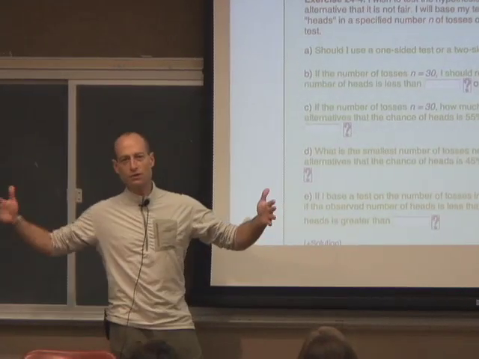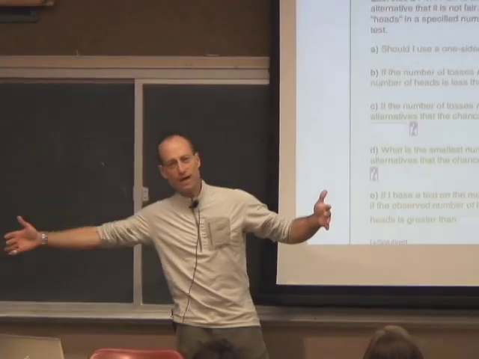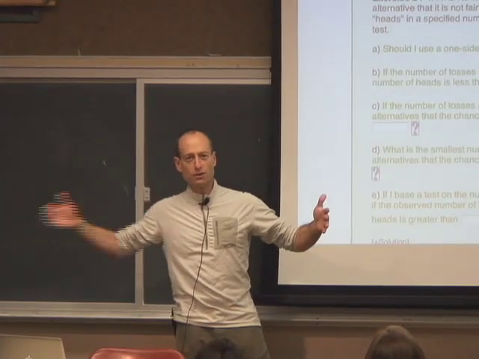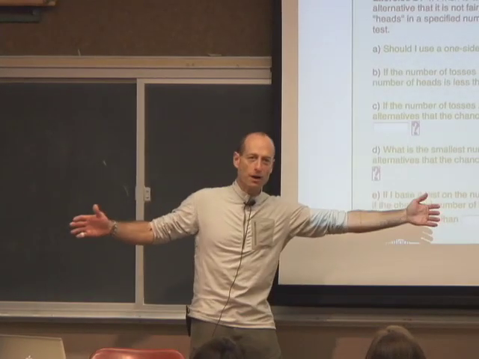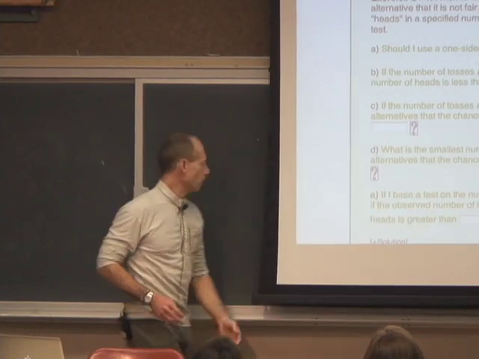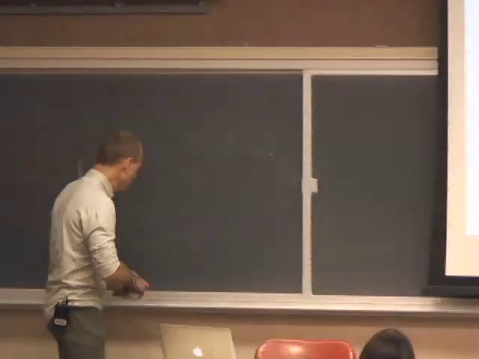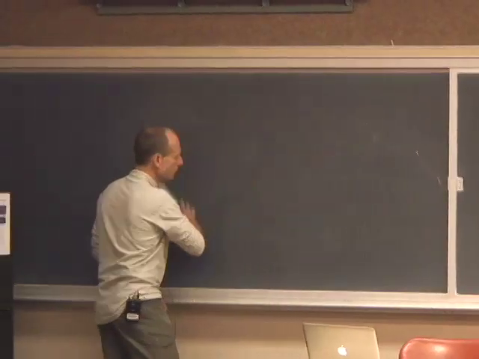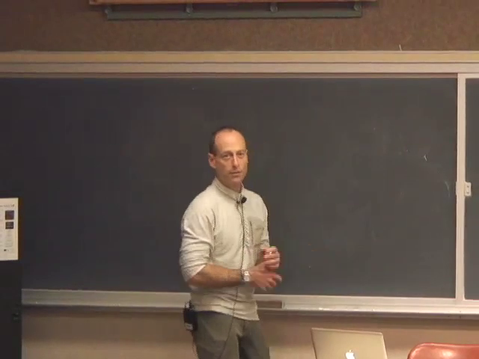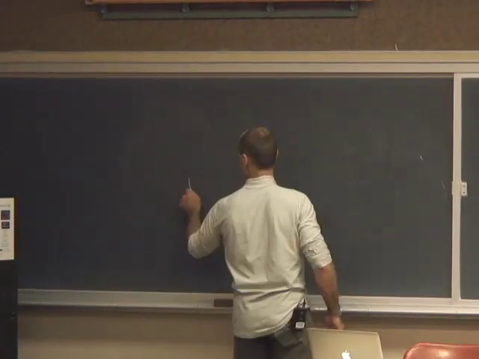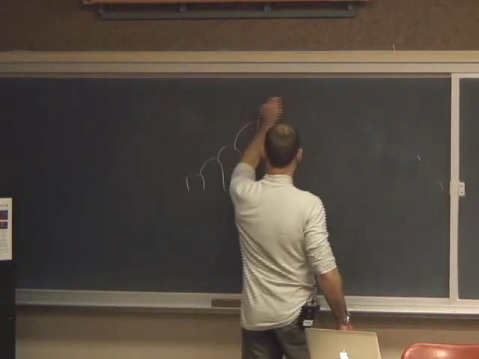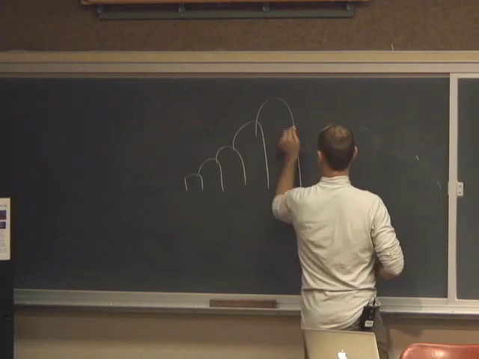Where should the threshold be so that if I see fewer heads than that, I'm going to reject, or if I see more heads than this other value, I'm going to reject? Well, what's the probability distribution of the number of heads in 30 tosses if the null hypothesis is true? Try to make this vaguely symmetric.